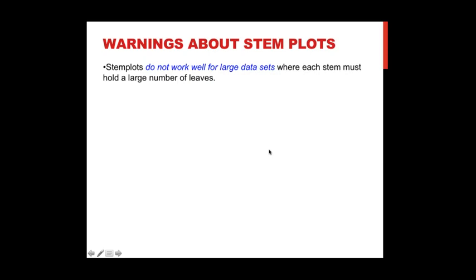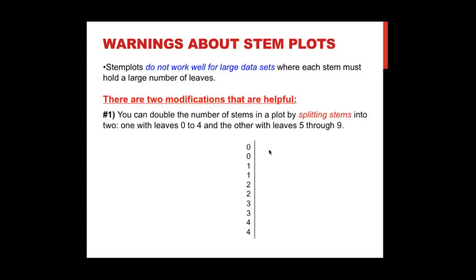Now, a couple of warnings and tips and tricks. Stem plots are really kind of tedious when it comes to large data sets, but there are a couple things that you can do in order to make larger data sets more manageable. The first modification that you can do is called splitting the stem. If you have a really large data set and you construct a stem plot, it's very likely that your leaves are going to be really far out from the stem.